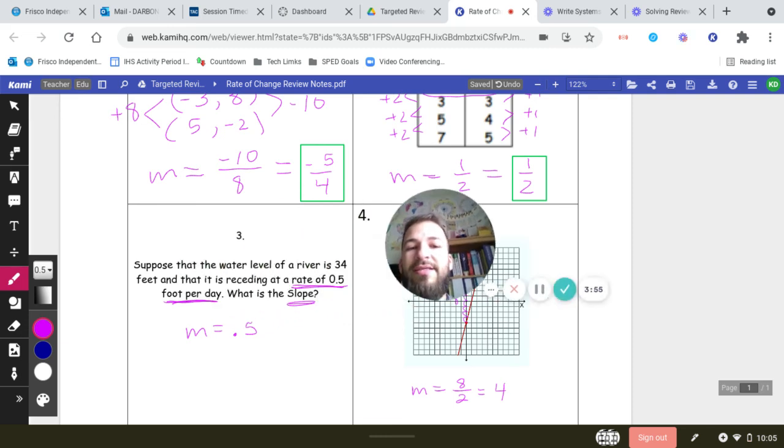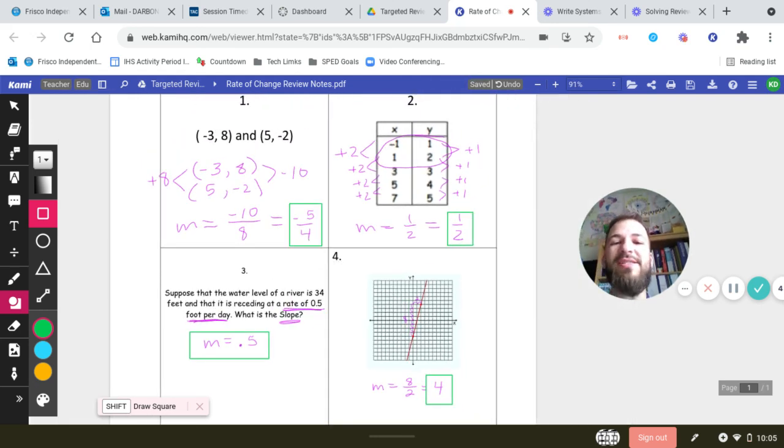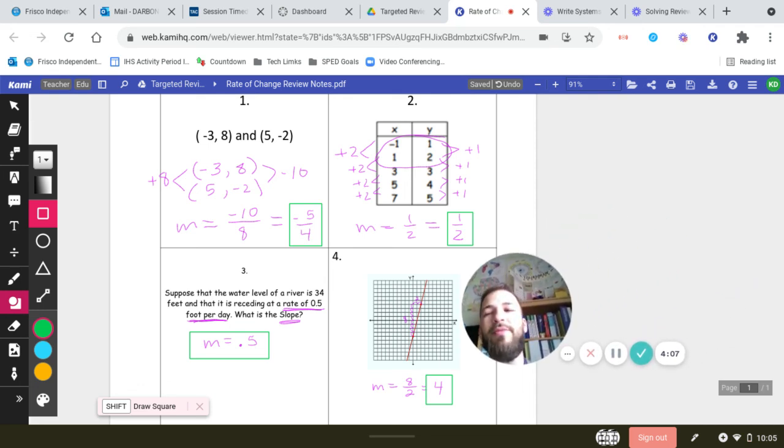All right, y'all. Well, that is pretty straightforward, but that is rate of change from various different media: points, tables, word problems, and then, of course, graphs. Go ahead and complete the practice activity.